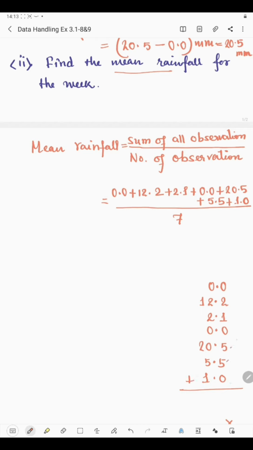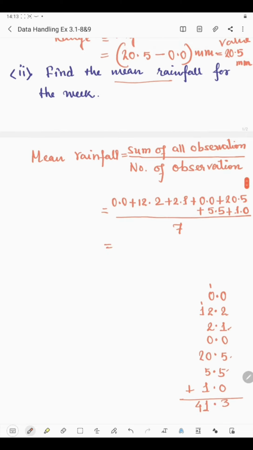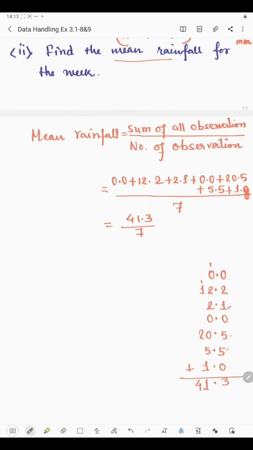So 5 plus 5, 10, 10 plus 1 is 11, 11 plus 2 is 13, 3, 1 carry. 2 plus 1, 3, 3 plus 2, 5, 5 plus 5, 10, 10 plus 1 is 11, 1 carry. So 1 plus 1, 2, 2 plus 2, 4. Now at last we will put the decimal. So it's 41.3 divided by 7.